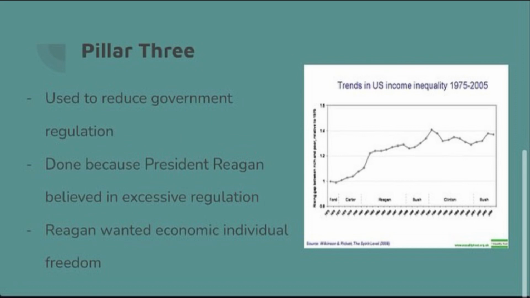The third pillar created by Reagan was reducing government regulations. Government regulations was used to implement and enforce laws, so Reaganomics was used to reduce this. President Reagan did this because he believed that excessive regulations was crushing economic growth and limiting individual freedom.